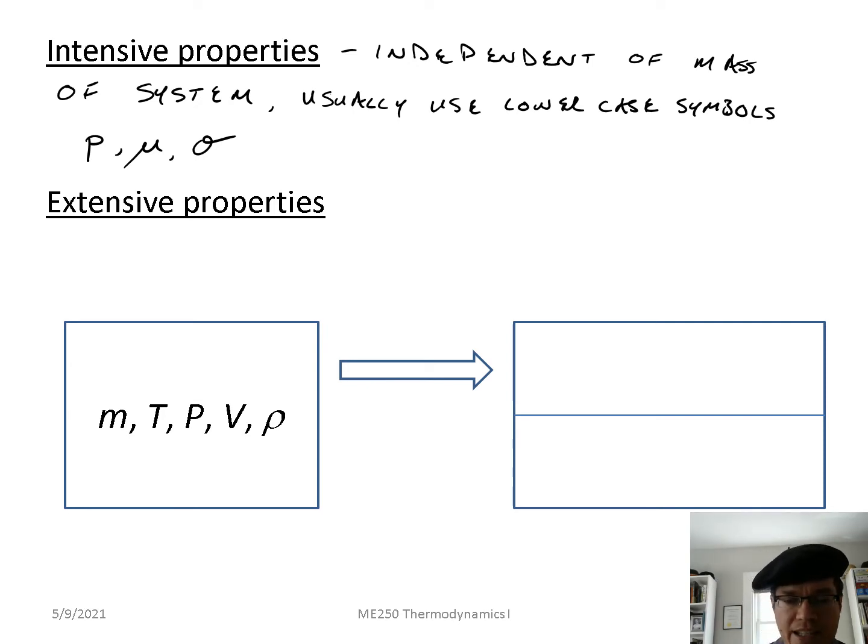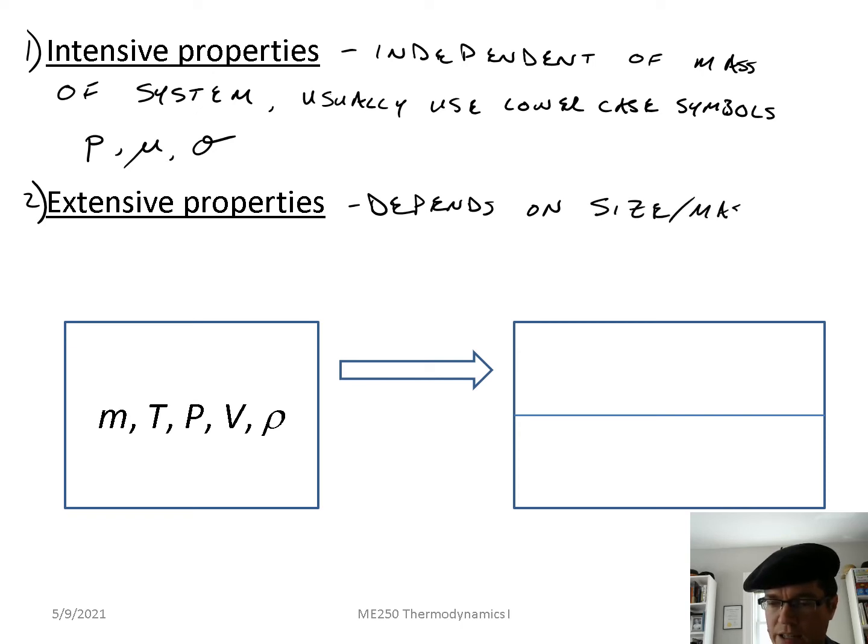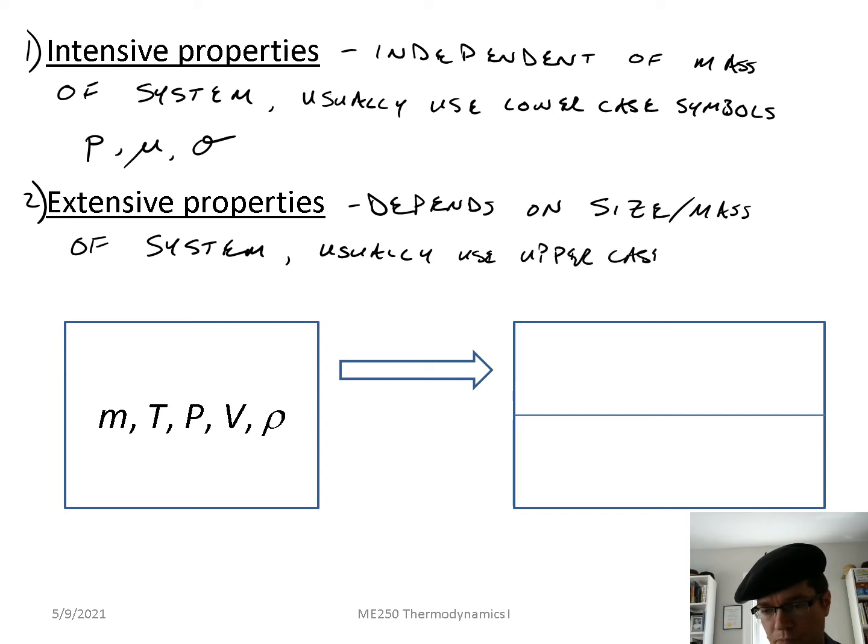And an extensive property, on the other hand, is a property that does depend on the size, or the mass of a system. And we usually use uppercase symbols for this.